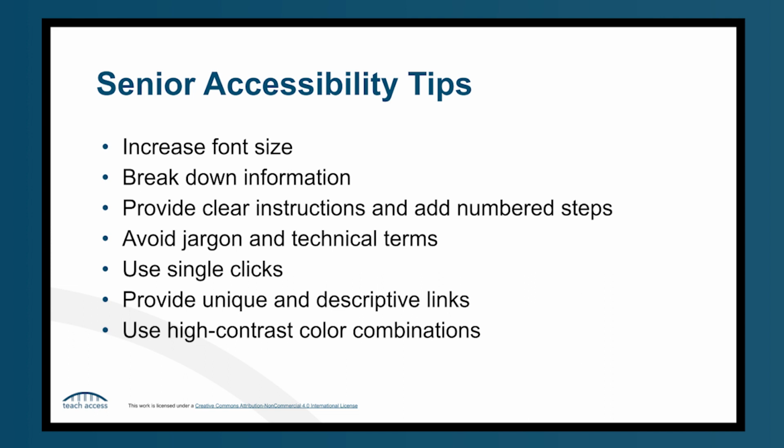Here are some senior accessibility tips. Increase the font size for those with declining vision. Break down information by using headings and subheadings to make it easy to find the desired content. If your site includes instructions with more than one step, create a numbered list for those steps. Avoid jargon and technological terms that might confuse older users who are not as proficient or experienced with technologies. Use single clicks to help users with less dexterous hands navigate your site.